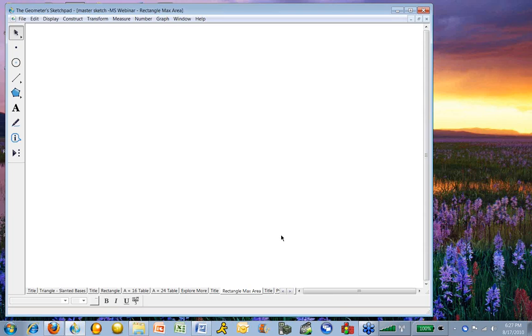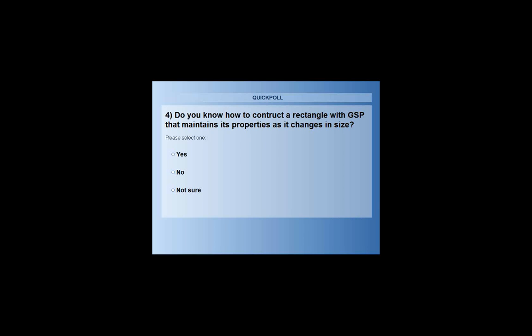Before we do that, I want to ask real quick, because this was designed to be a webinar for new and beginning users of Sketchpad, I want to get a quick poll of how many of you actually know how to construct a rectangle with Sketchpad that maintains its properties as it changes in size. So if you could just answer that question. If you've never done that, that's good. If you have, this just gives me a little idea of how much time I need to concentrate on that.